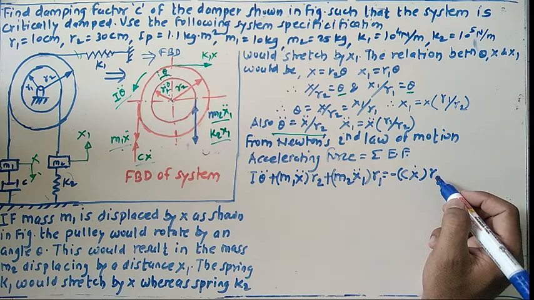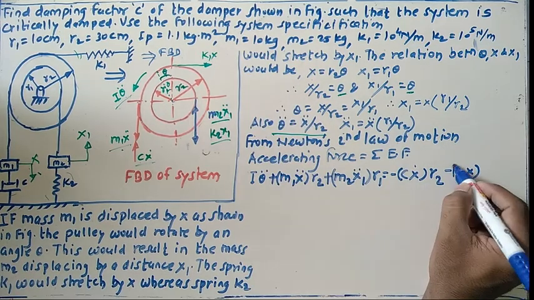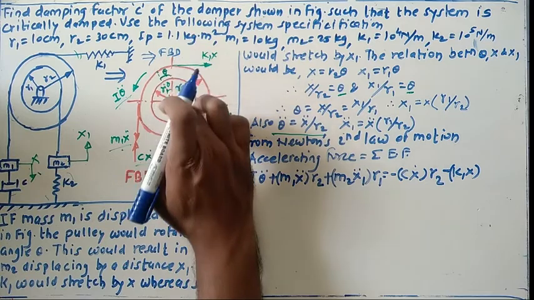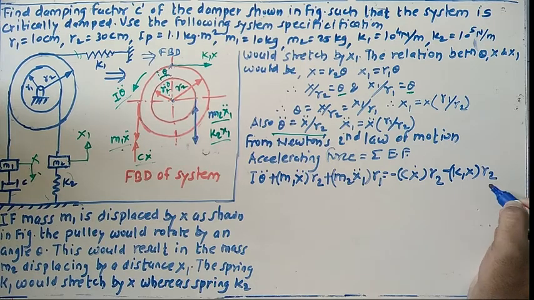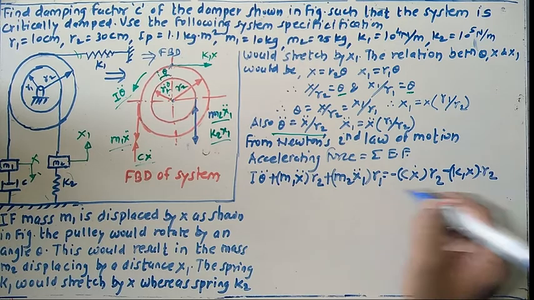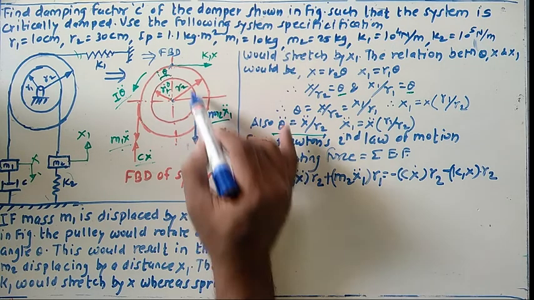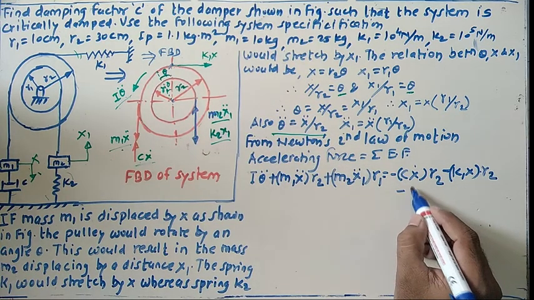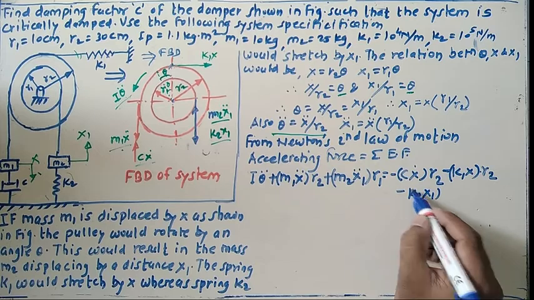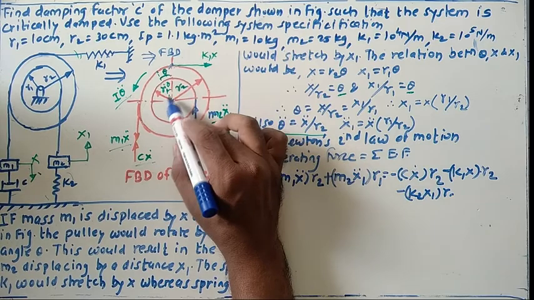So what about the next force? The next force is here, k1 multiplied by x. This is the spring force, spring force multiplied by distance. What about the distance? This radius is r2. Okay, what about the next one? The next force is this one, k2 multiplied by x1. What about this one? If you see the direction of this force, it is in clockwise direction, so give the minus sign for this one. So k2 multiplied by x1 multiplied by, what about the distance? The distance, sorry, the small inner radius is r1.